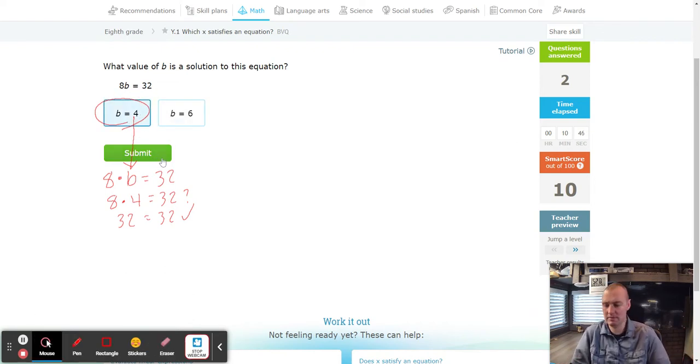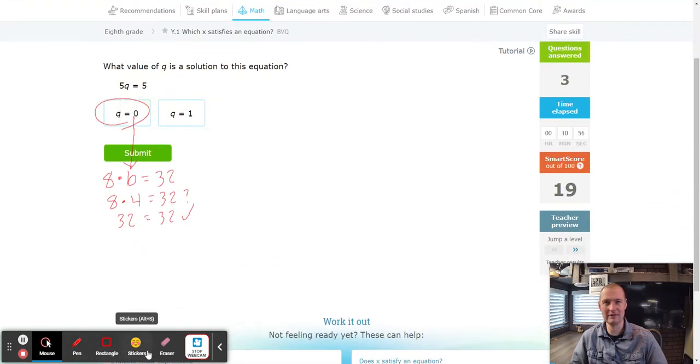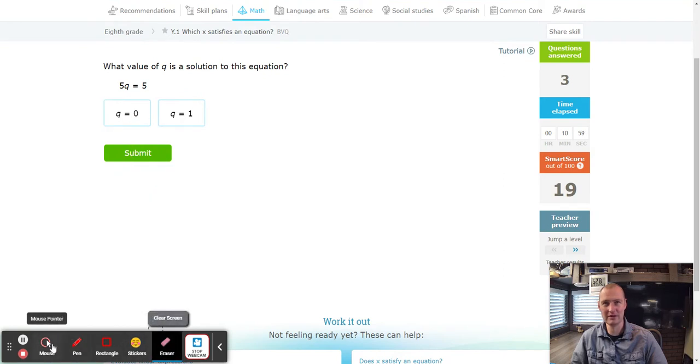And we don't have to try B equals 6 because if the number is higher and B equals 6 and it's all positive, it's going to be too high. So B equals 4 has to work. All right, take us up to a smart score of 19. Just making it really nice.